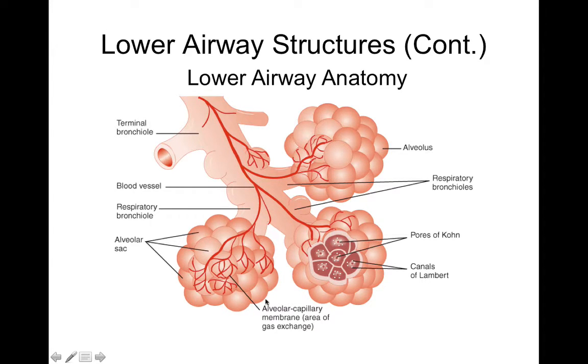Acini means grape, so these look like grape-like clusters. Each of these grape-like clusters is made up of individual alveoli. The alveoli are basically the air sacs of your lungs, and they are the places where a significant amount of gas exchange occurs. Because each alveolus is made of a simple squamous epithelium, the walls of the alveoli are really, really thin. By having very thin walls, gases can move across the wall of the alveolus really quickly.